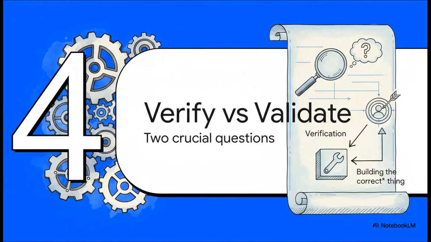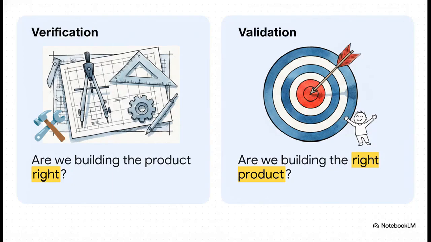Section 4. Verification versus validation. 2 absolutely crucial questions you need to ask. Now, I know these sound like the exact same thing, but they ask 2 very different questions. Verification asks, are we writing the code correctly? Like, are we following the technical design? Are we building the product right?